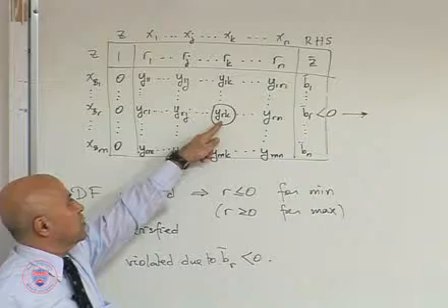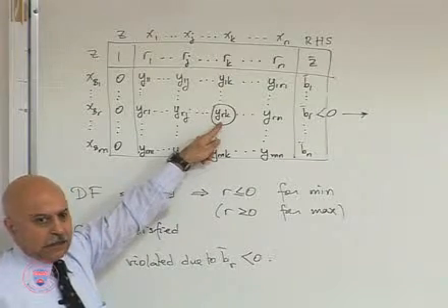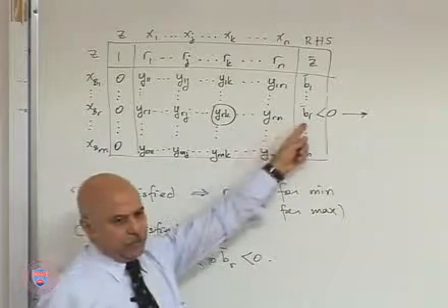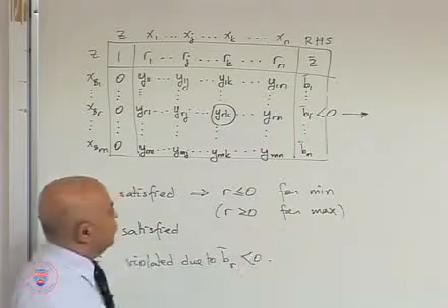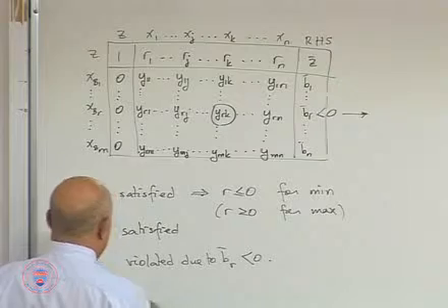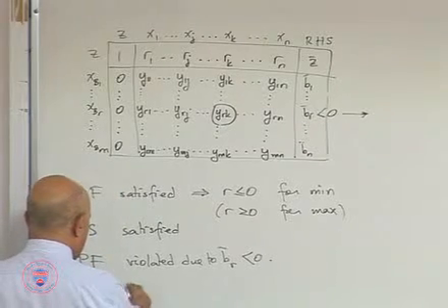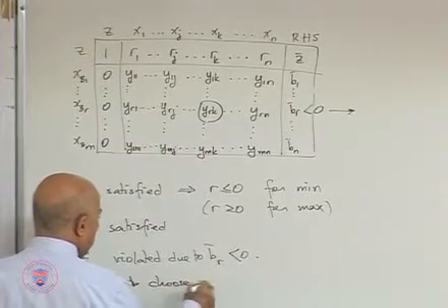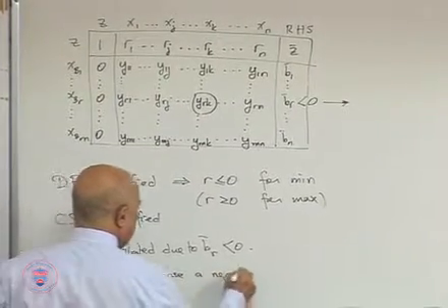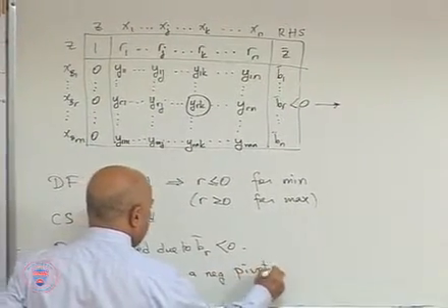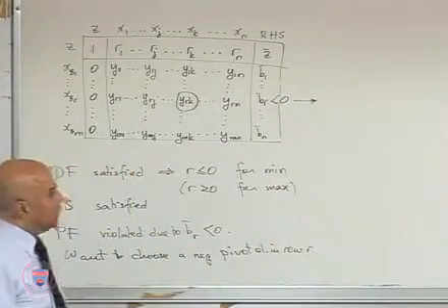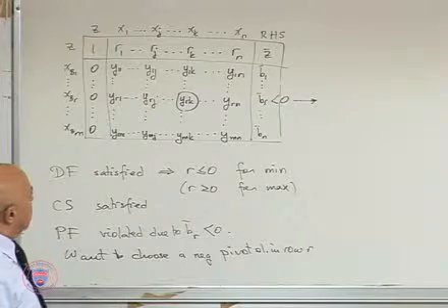And number 2, it should be negative because once you divide the pivot row by a negative number, this will turn positive. Okay? That's why you want a negative number. So, we want to choose a negative pivot element in row R. That's what we want to do.